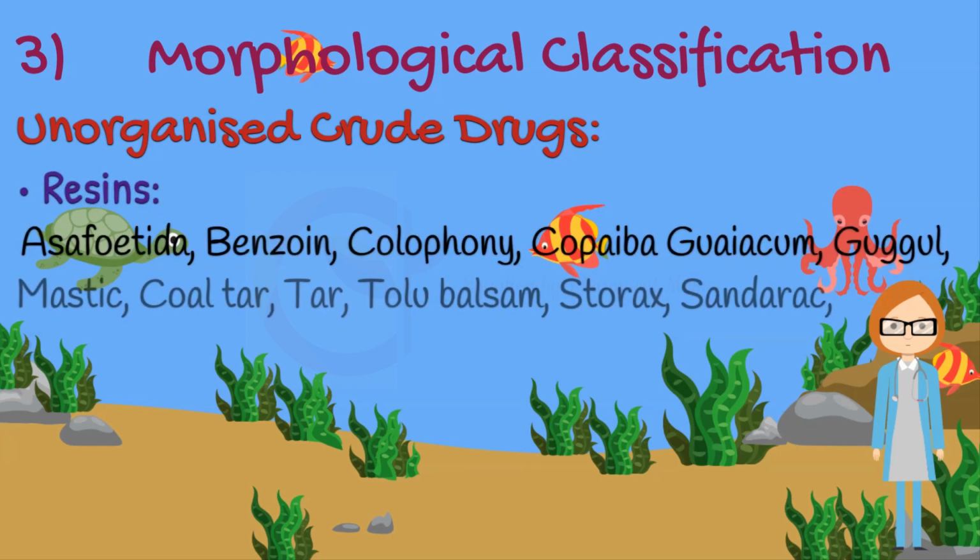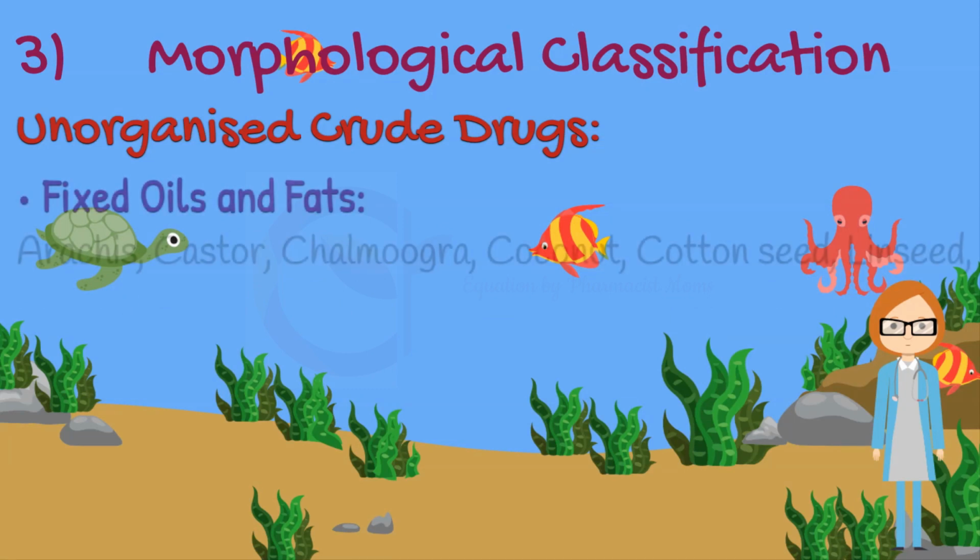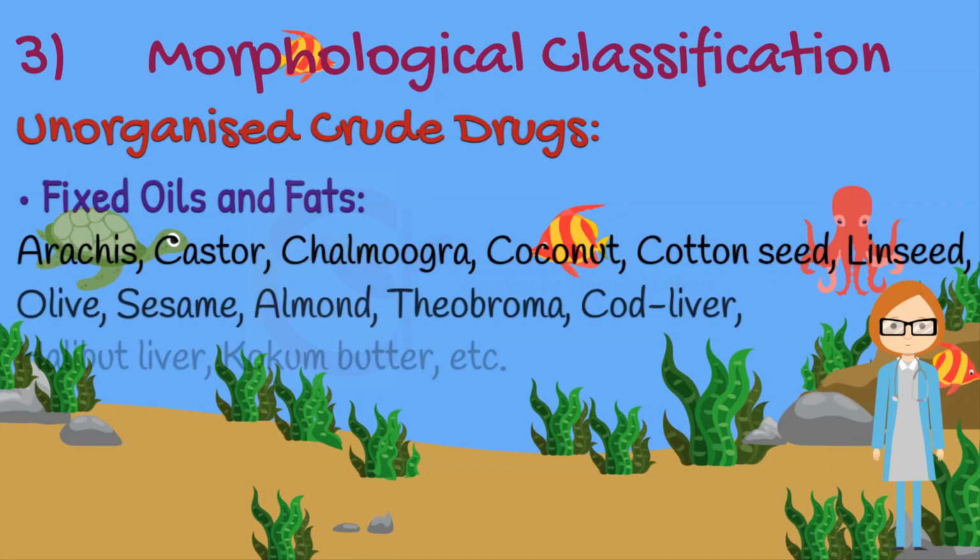Resins. For example, asafoetida, benzoin, colophony, copibaguaiacum, gugul, mastic, coal tar, tar, tolu balsam, storax, sundarak, etc. Fixed oils and fats. For example, arachis, castor, chamogra, coconut, cottonseed, linseed, olive, sesame, almond, theobroma, cod liver, halibut liver, cocoa butter, etc.